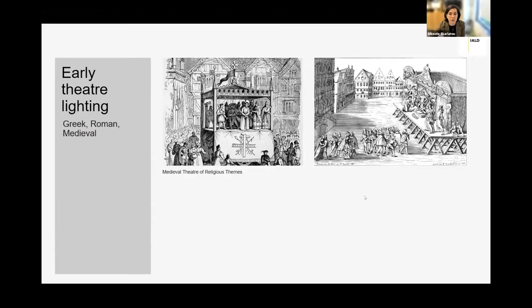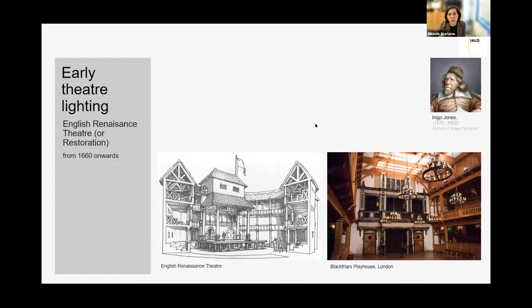The Restoration Theatre was quite interesting because Inigo Jones was the one who brought the techniques from Renaissance Italy and brought all the knowledge into the English Restoration Theatre and helped produce the legacy and all the stage lighting techniques we're gonna see a bit later on.